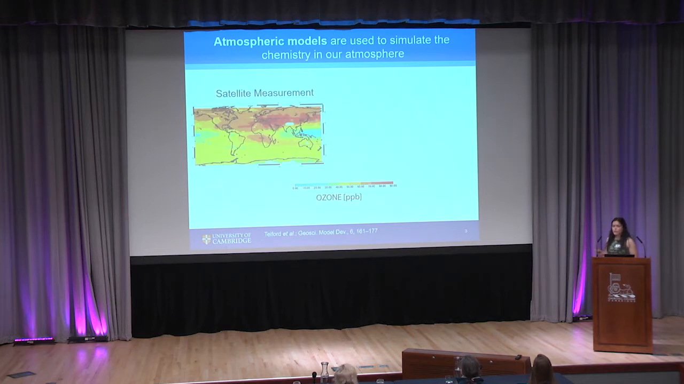Well, to do that, we need atmospheric models. On the left here is a satellite measurement. So it's looking at the concentration of ozone, in this case, at different parts of the world. And in this case, ozone is important because in the stratosphere up high, it's good to stop harmful UV light, but closer to us, it's actually a harmful pollutant. So it's good to be able to monitor and look at the concentration of ozone throughout the world.